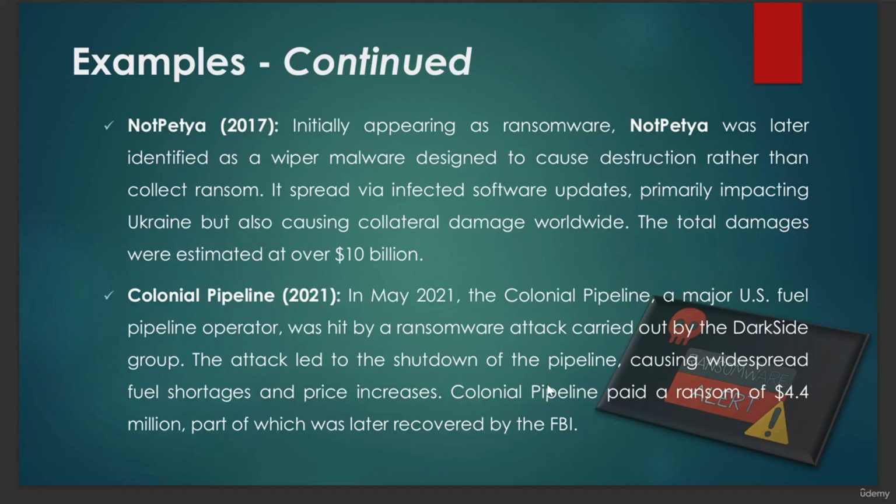The next one, Colonial Pipeline, 2021. In May 2021, the Colonial Pipeline, a major US fuel pipeline operator, was hit by a ransomware attack carried out by the DarkSide Group. The attack led to the shutdown of the pipeline, causing widespread fuel shortages and price increases. Colonial Pipeline paid a ransom of $4.4 million, part of which was later recovered by the FBI. All right, you can see everything about ransomware is that you must make payment.